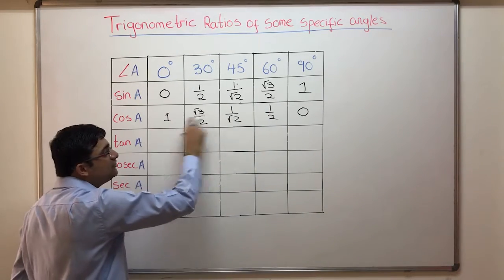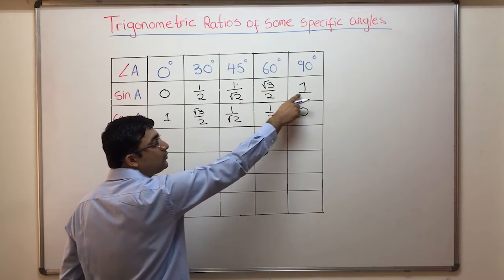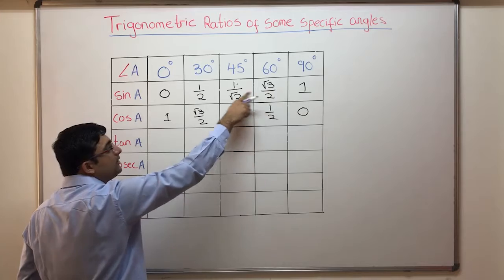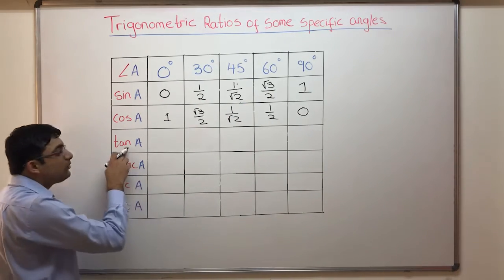I repeat, if you see, the values of cos are just the reverse of sine. Sine is 0, half, 1 by root 2, root 3 by 2, 1. Cos is 1, root 3 by 2, 1 by root 2, half and 0. Is this clear?